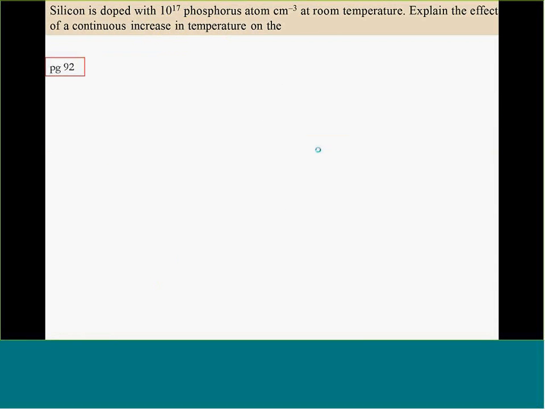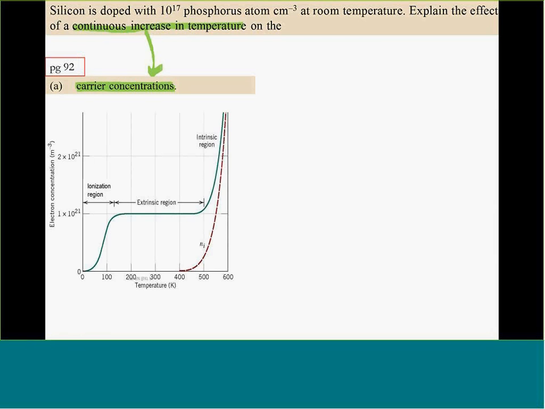Explain the effect of continuous increase in temperature on the carrier concentration. So the thing is, like just now, the drift velocity. To answer this kind of question, it's best that you use a graph because it explains a lot of things. So you can just see here that with the increase in temperature, there are different changes in the charge carrier concentration. For the initial one, the ionization region, you have an increase in the number of carriers, but in the extrinsic region it is constant, and at a higher temperature is the intrinsic region. So you can have it all from this graph.